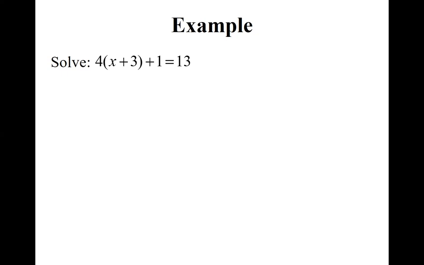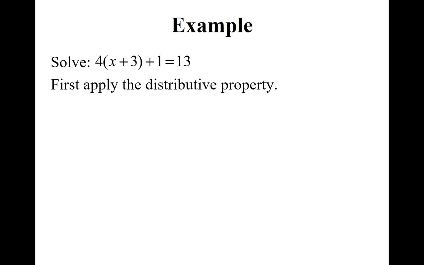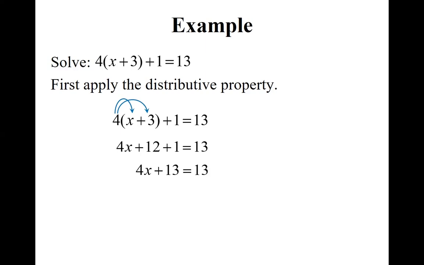Let's start by getting rid of the parentheses. 4 times x is 4x. 4 times positive 3 is positive 12. That's 4x plus 12. We stop distributing when the parentheses end, so it's just plus 1. Equals 13. Combine like terms on the left. 12 plus 1 is 13.